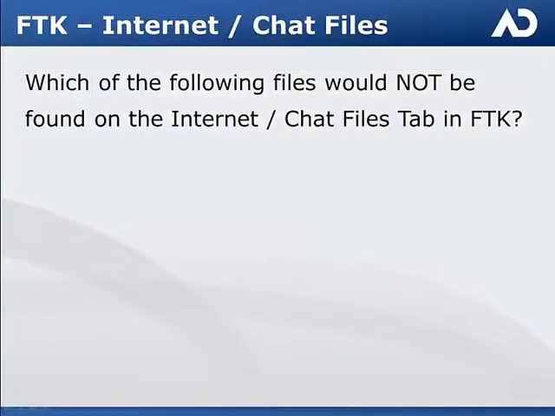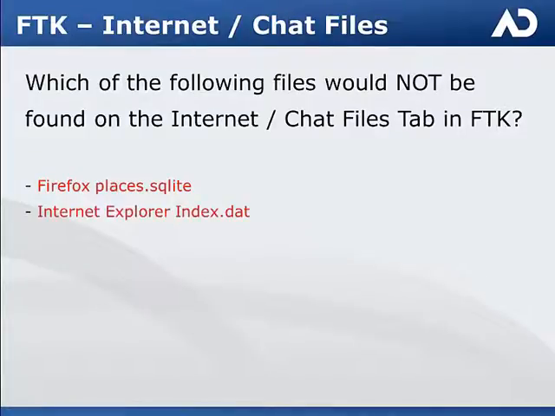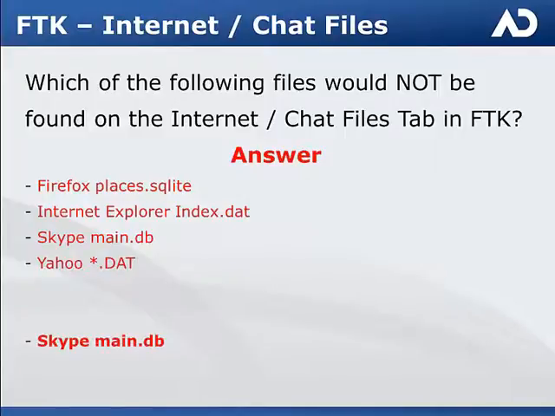Which of the following files would not be found on the Internet Chat Files tab in FTK? And here are the choices. Firefox Places SQLite, Internet Explorer index.dat file, Skype main.db file, and the Yahoo star.dat chat file. And the answer is the Skype main.db file in this case.